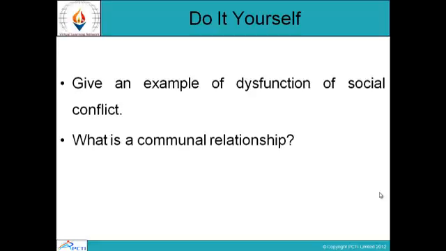That's all we have for you in this session. That was focusing on social order, social conflicts, and also how conflicts take place and what the different types of conflicts are. So that's all.